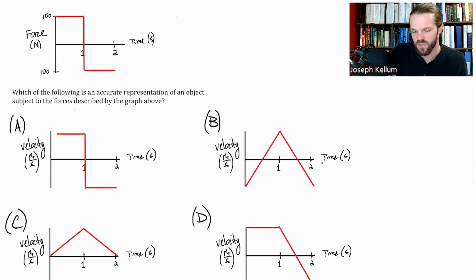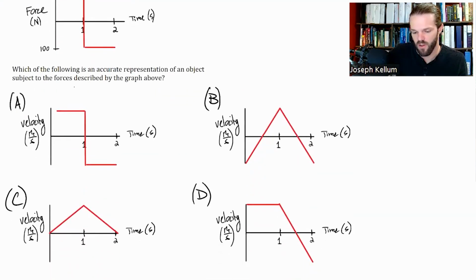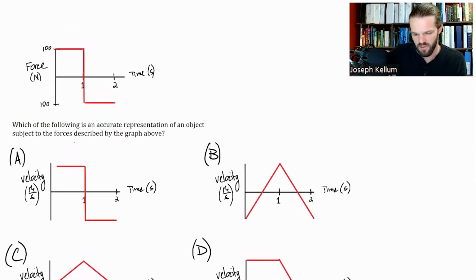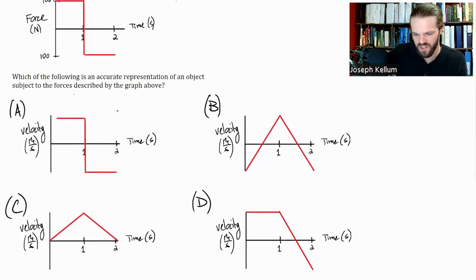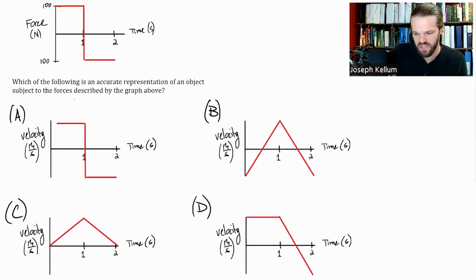All right, next one here. This goes back to what we were talking about with area under a curve versus slope earlier. So the question is, I'm trying to get it all on the screen. That's super annoying. So the question here is, which of the following graphs down here is an accurate representation of an object subject to the forces described by the graph above?